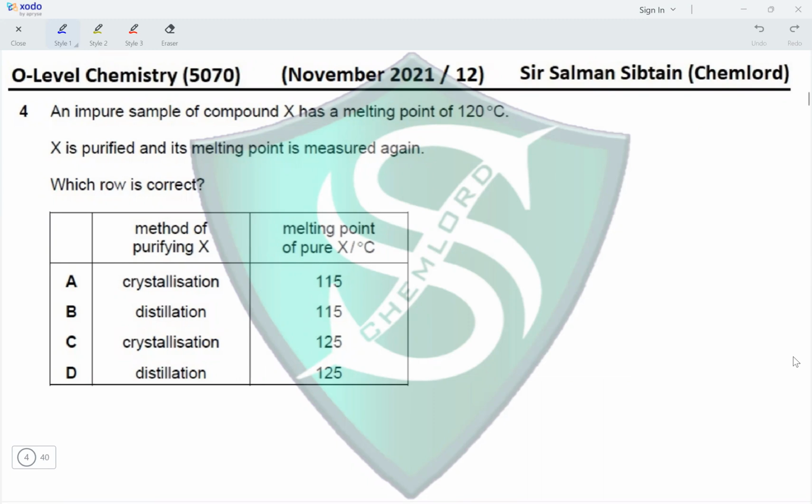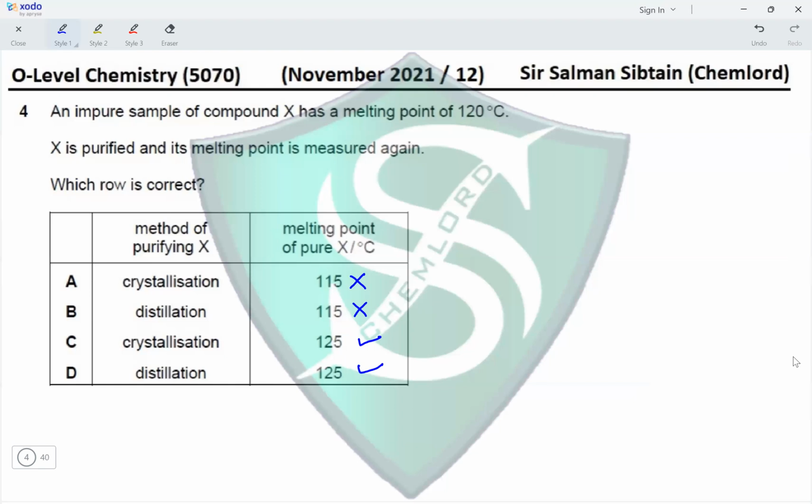So first thing, we have two choices, 115 which is lower than 120 and 125 which is higher than 120. So it cannot go lower, it will increase if the substance is purified. So options C and D may be the correct option, A and B are not. Now, the two processes involved in purification are crystallization and distillation. Distillation separates liquids and crystallization separates a solid when dissolved in a solution.